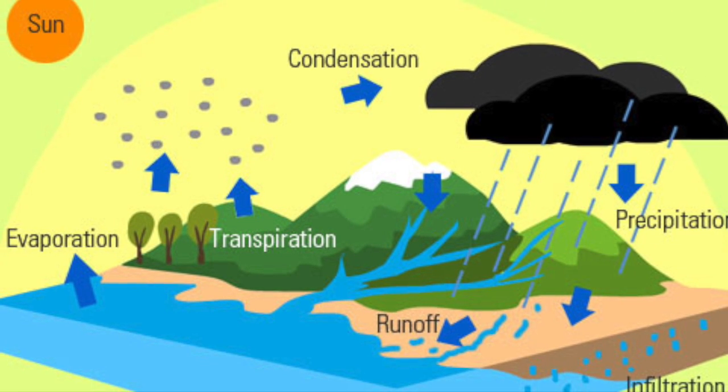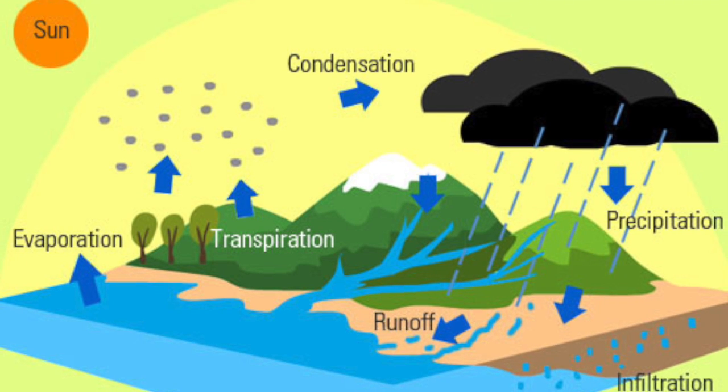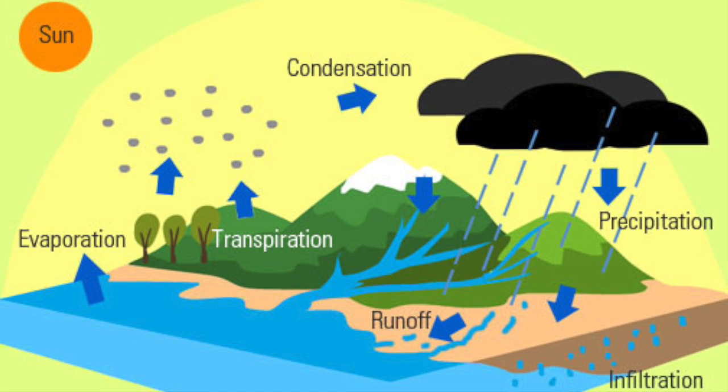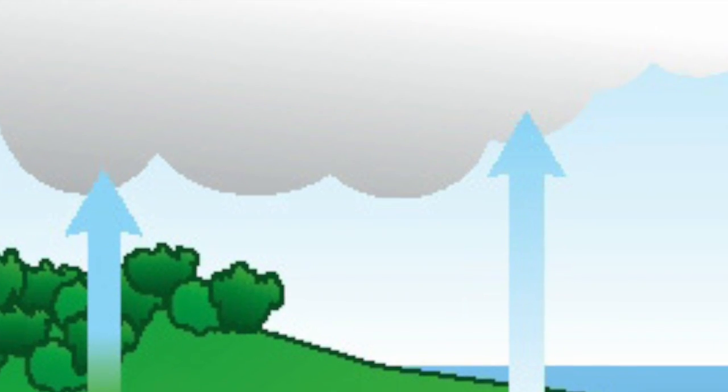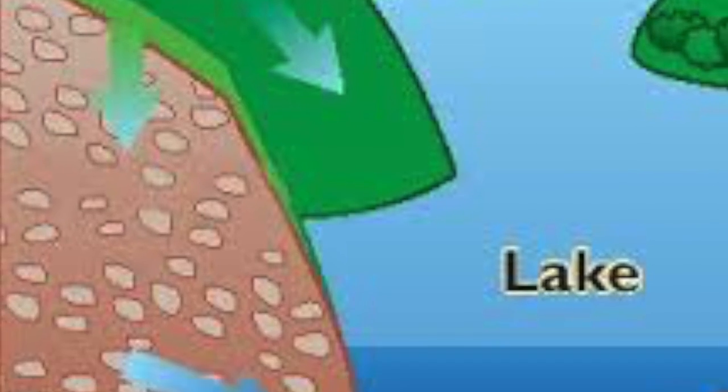The water cycle describes the existence and movement of water in, on, and above Earth. The 4 parts of the water cycle are evaporation, condensation, runoff, and precipitation.